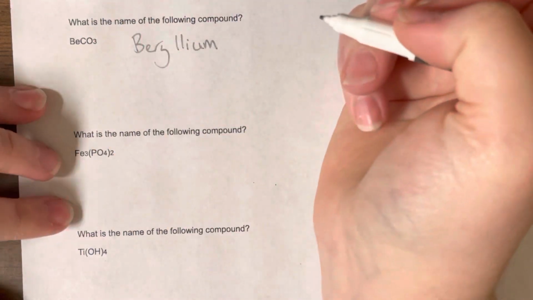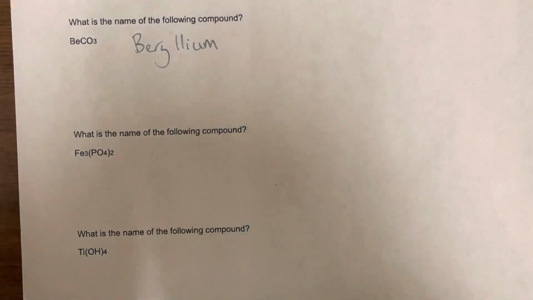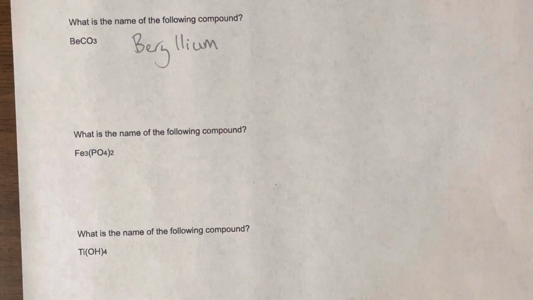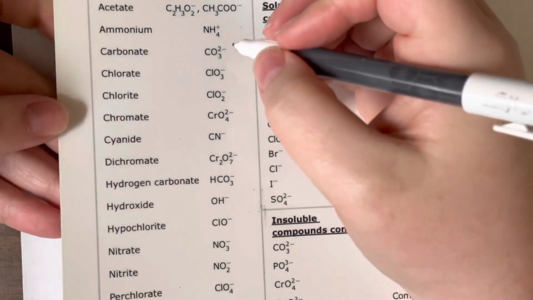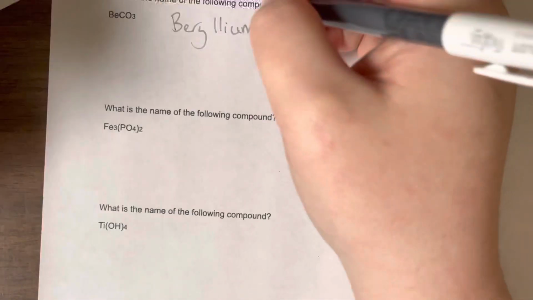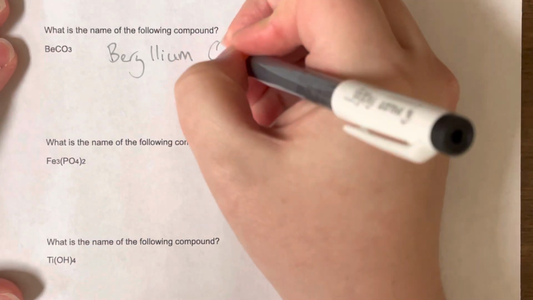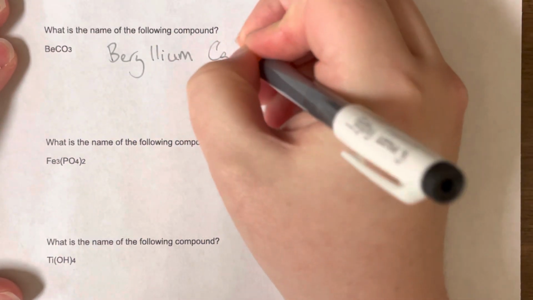And then I need to identify my anion. My anion is CO3, that is multiple atoms, which would make that a polyatomic ion, so I need to look on the inside of my periodic table and find CO3. CO3 is carbonate, and polyatomic ions do not need to change their suffix, so the name of this compound would just be beryllium carbonate.